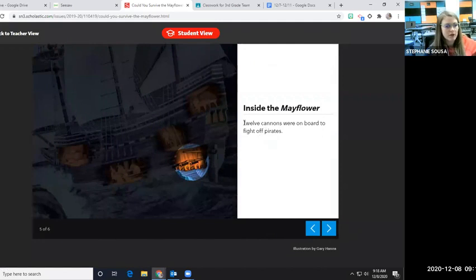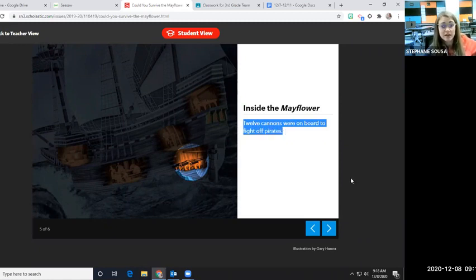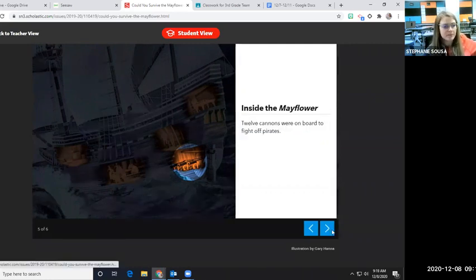Next slide. Inside the Mayflower, 12 cannons were on board to fight off pirates. Yes, the kind of pirates that you're thinking, that would come up and try to take over your ship and steal everything you had. So they had cannons, or very large guns, basically, to fight off pirates.